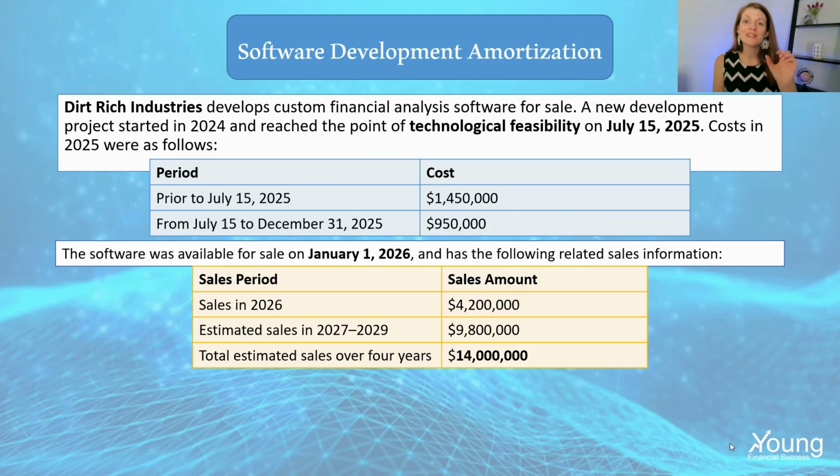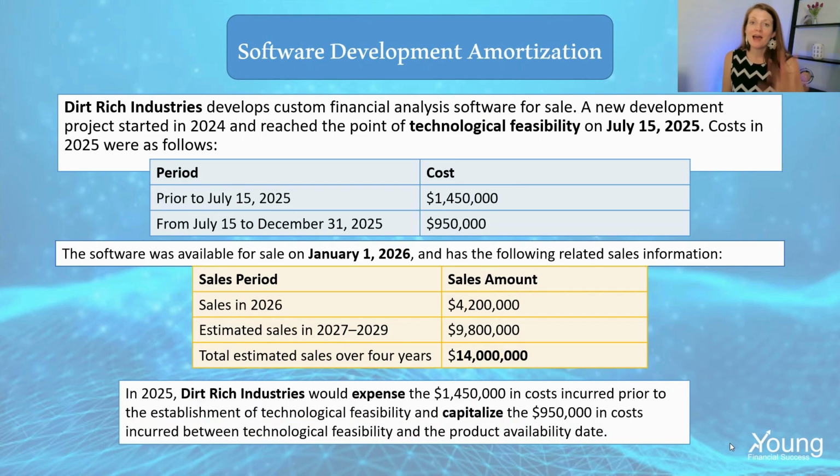So prior to technological feasibility, they incurred $1,450,000. And I would highly recommend, here, let me put it all up there for you. I would highly recommend you screenshot this because we're going to be referencing back to it, or take a picture of it or whatever. So they will expense out all of those costs, that 1.45 million, while they are developing it. But then once it reaches technological feasibility, they will capitalize the cost. The $950,000 from the technological feasibility date to the date that they start selling it, they will capitalize that. They'll put it on the balance sheet and be able to amortize that.